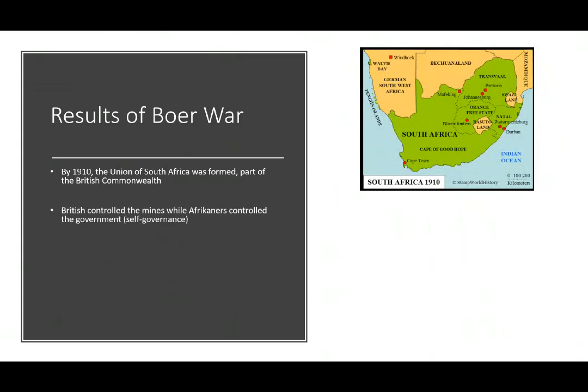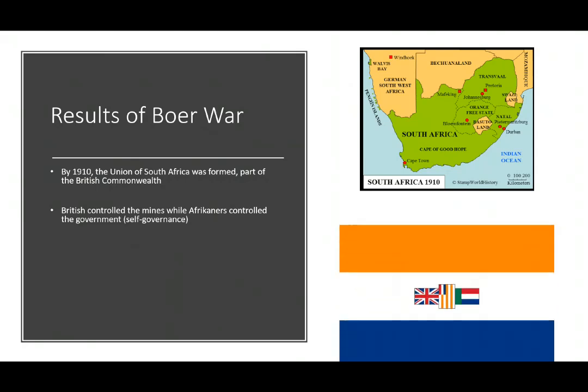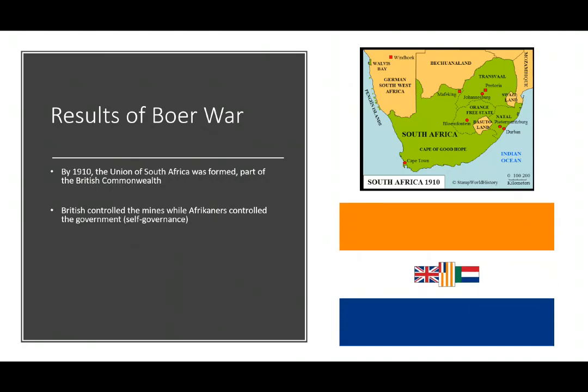The agreement is that the British are going to control the mines. So the British are going to reap the rewards of the gold and diamonds, while the Afrikaners control the government. That's self-governance. South Africa now becomes part of the British Commonwealth, just like Canada was part of the British Commonwealth. So we see this kind of new imperial policy, part of that new imperialism. This is the flag of the Union of South Africa.